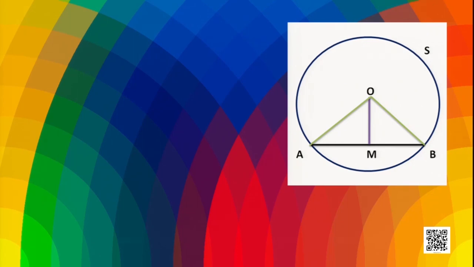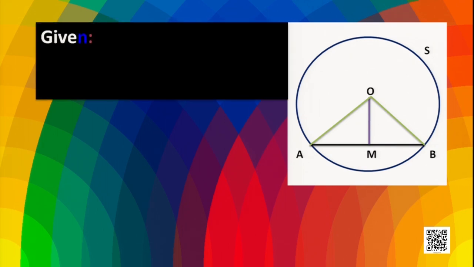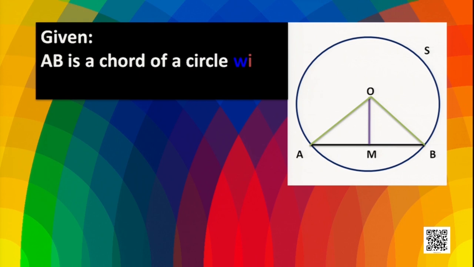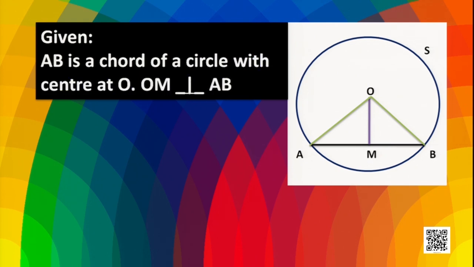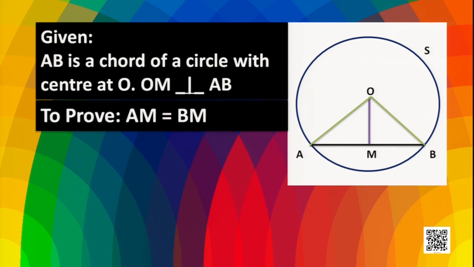A circle named S is there with center O. So, we can write that AB is a chord of a circle with center at O, and OM is the perpendicular drawn from center O on AB. Then we have to prove that OM bisects AB, that means AM is equal to BM.